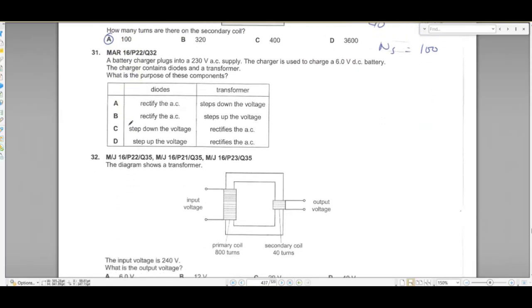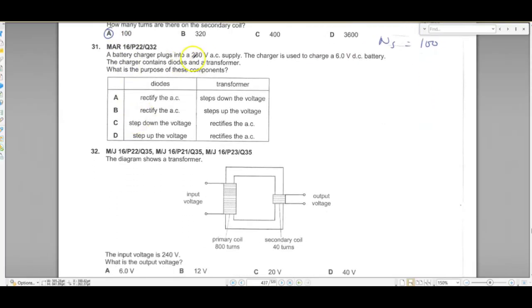Question number 31. A battery charger plugs into a 230 volts AC supply. The charger is used to charge a 6 volt DC battery. The charger contains diodes and a transformer. What is the purpose of these components?